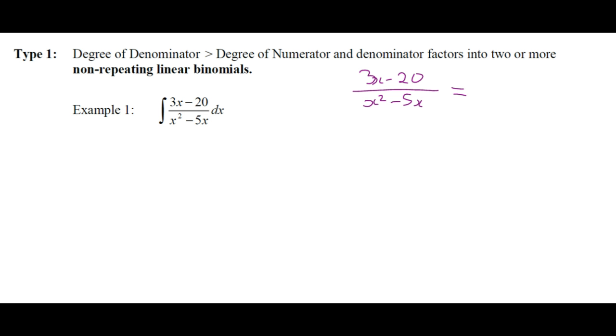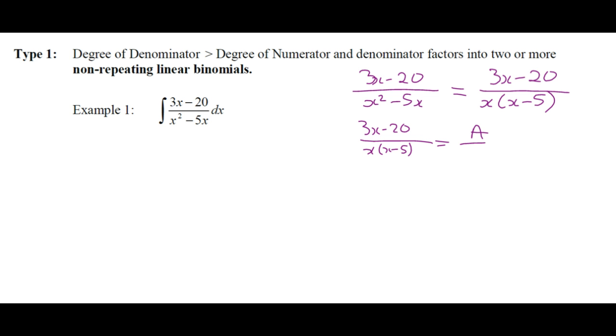Okay, so we got to factor the denominator into 2 or more non-repeating linear binomials. So in this case, we just have 2 linear. Well, one's a monomial, one's a binomial. And we want to write that, so we want 3x minus 20 over x times x minus 5 is equal to a over x plus b over x minus 5. All right, so we're splitting out that denominator into these two, right? So writing it as a sum.